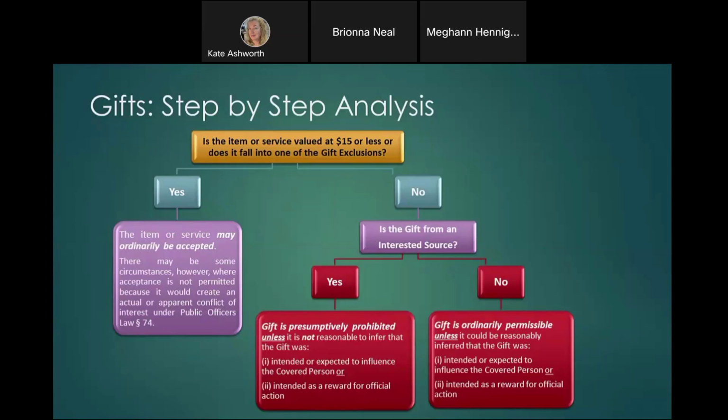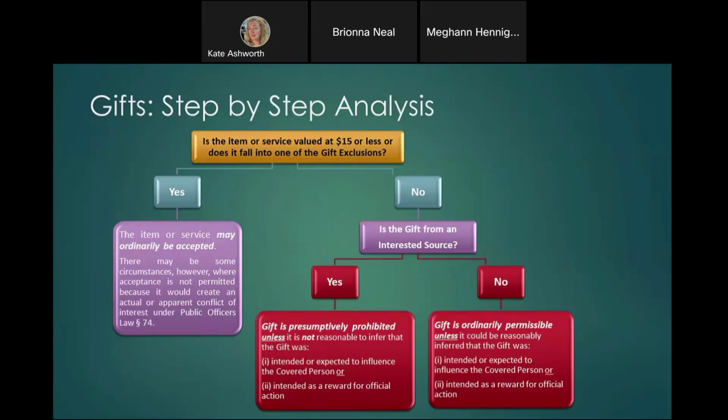On the other side, if we have an item that's $15 or more, so we're in the gift territory, or it does not fall into one of those gift exclusions, if it's from an interested source, then we're on that left side. Yes, then it's presumptively prohibited. We tell people in our own trainings, there are not going to be many circumstances where it's going to be okay to take that gift. There's not going to be many circumstances where, if it's from an interested source and it's a gift, that it's not being given to you to influence you or take official action. And if it's not from an interested source, then ordinarily those are going to be permissible.